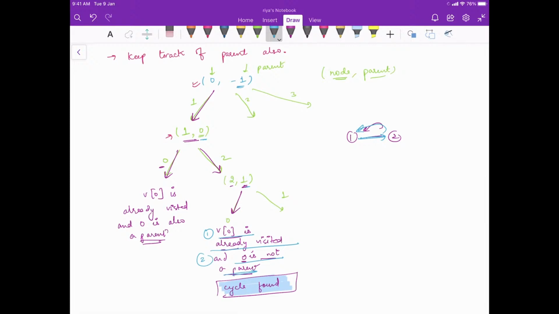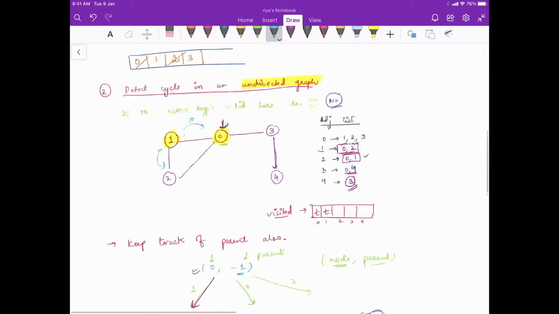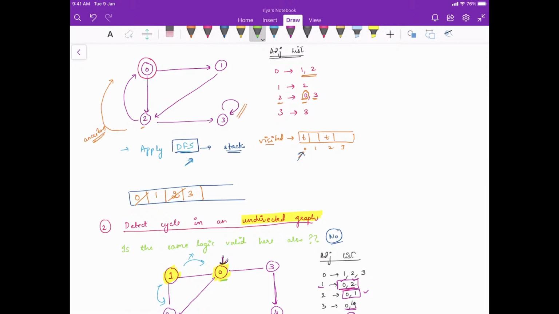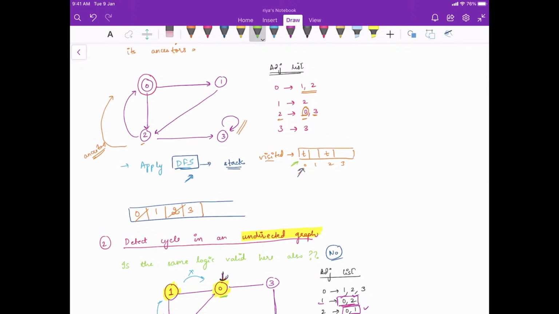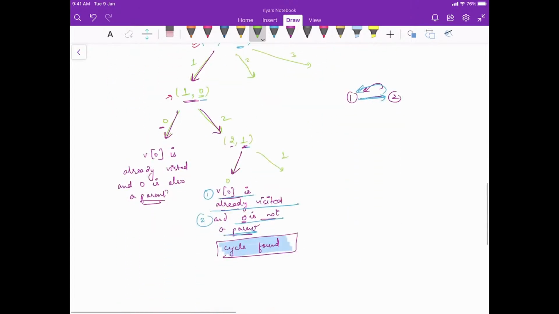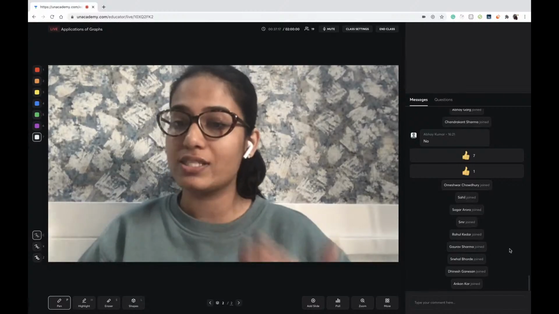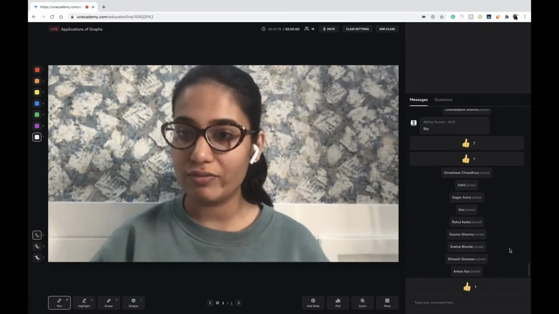Is this clear to all of you? In the previous example, what I said was you just have to check if the node is visited or not. If that was the case in a directed graph, that information was sufficient to tell if a cycle is present or not. But in this particular case, you also have to make sure that that particular node is not a parent, and also it's visited as well. Clear to everyone?